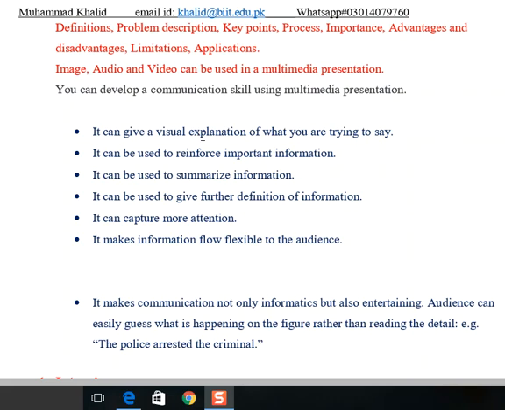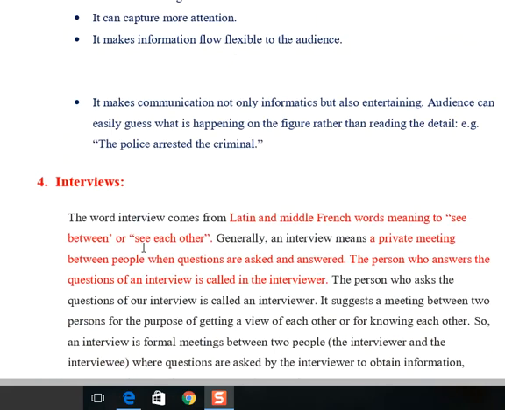It can give a visual explanation of what you are trying to say. It can be used to reinforce important information. It can be used to summarize information, further define information, capture attention and make the flow of information visible to people. Fine, that is multimedia presentation.